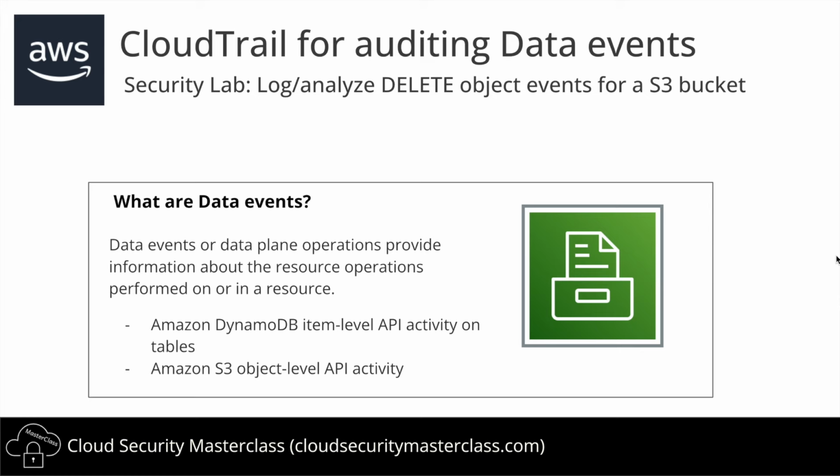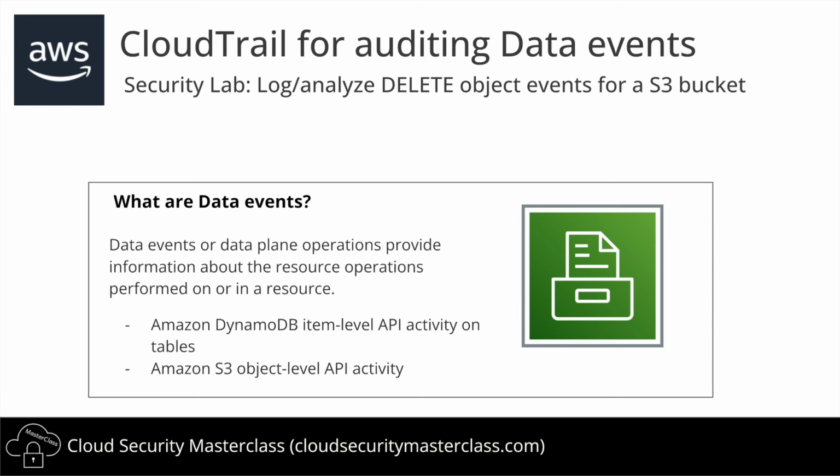Hi everyone. In this video, we'll be talking about CloudTrail, which is a one-stop shop for most of your AWS logging needs. We'll be doing a demo for a particular type of event in CloudTrail called data event. Now, data events provide information about the resource operations performed on or within a resource. These are also known as data plane operations.